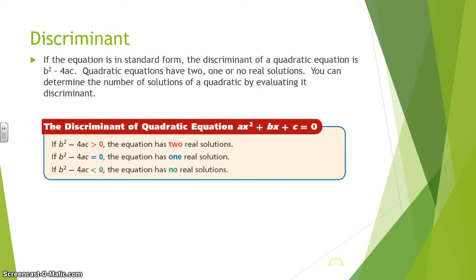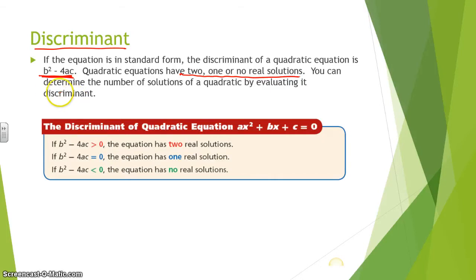The other topic that is discussed in this section is called the discriminant, and the discriminant is when you're looking at just what's inside the quadratic formula, that b squared minus 4ac. So if the equation is in standard form, the discriminant of a quadratic equation is b squared minus 4ac. Quadratic equations have 2, 1, or no solutions. So this is something that you really need to know. And then you can determine the number of solutions of a quadratic by evaluating the discriminant.